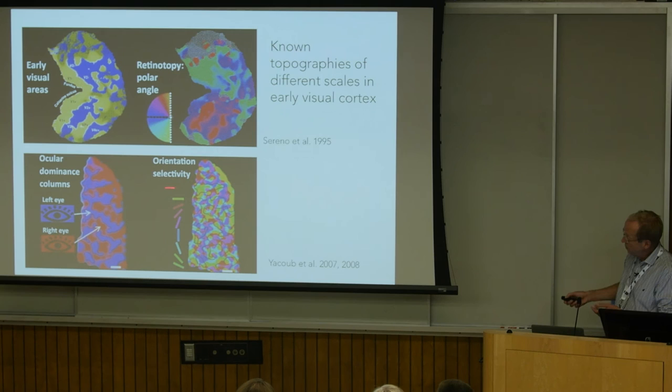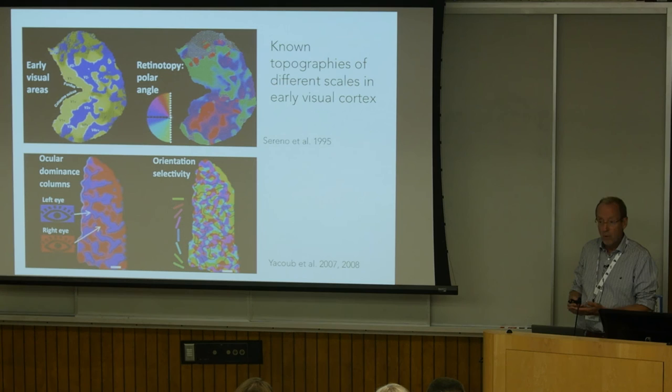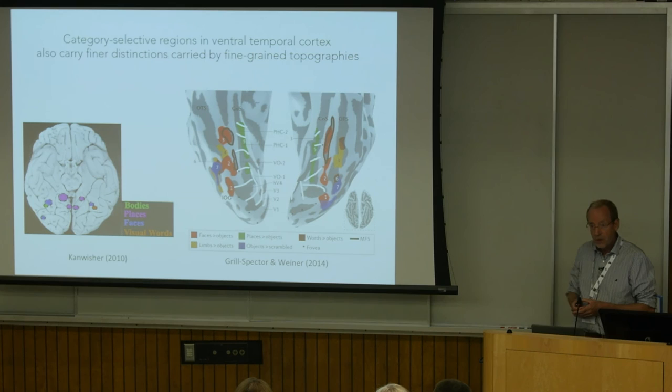So within area V1, besides retinotopy, there are also ocular dominance columns, orientation selectivity columns, and other topographies. There are blobs and interblobs, things like that. So there are these fine-scale structures in V1 that we know about, that are well described, and they're multiplexed into this complicated cortical architecture. But when we get into ventral temporal cortex, most people still talk about areas, and these areas are specialized.